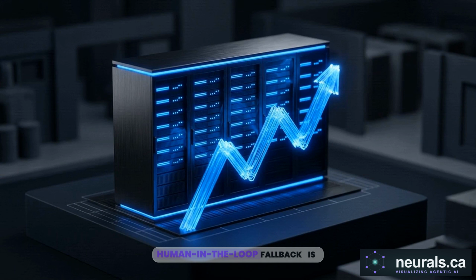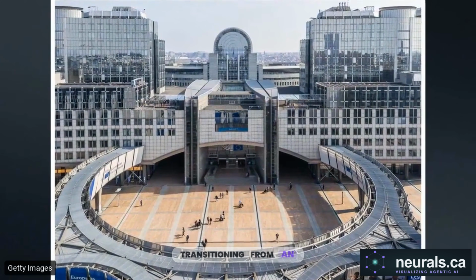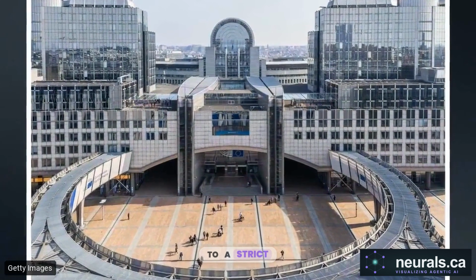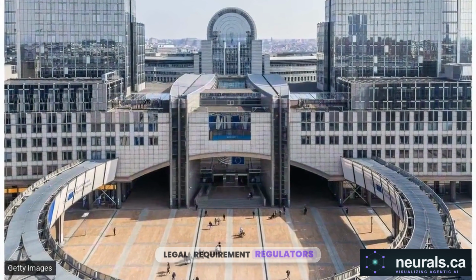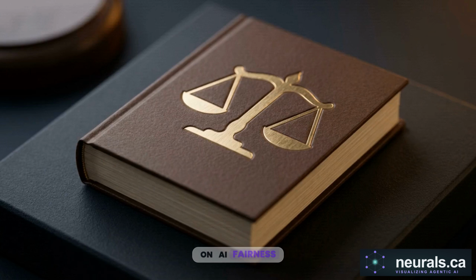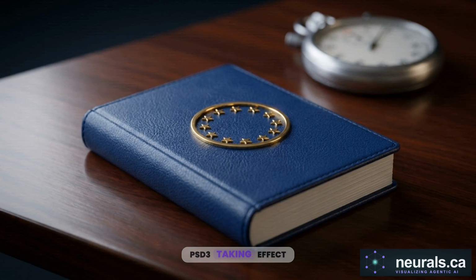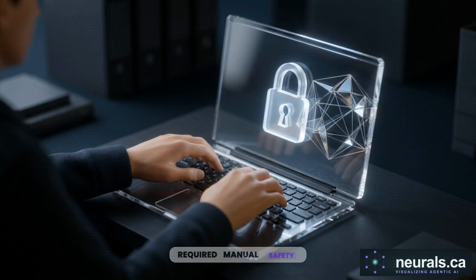This human-in-the-loop fallback is transitioning from an engineering best practice to a strict legal requirement. Regulators are moving aggressively on AI fairness and automated decisioning. With directives like PSD3 taking effect in Europe, these deterministic guardrails and required manual safety gates will become the legal standard for all automated financial systems.